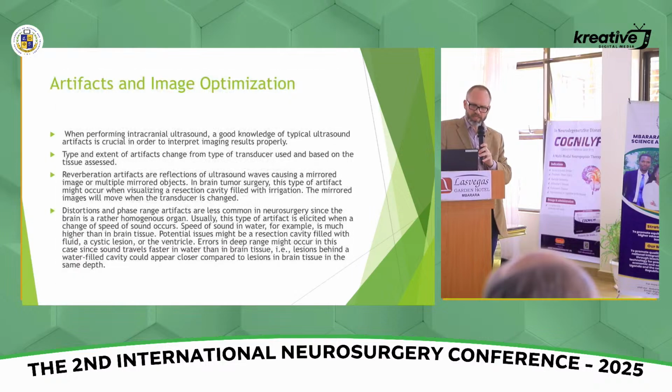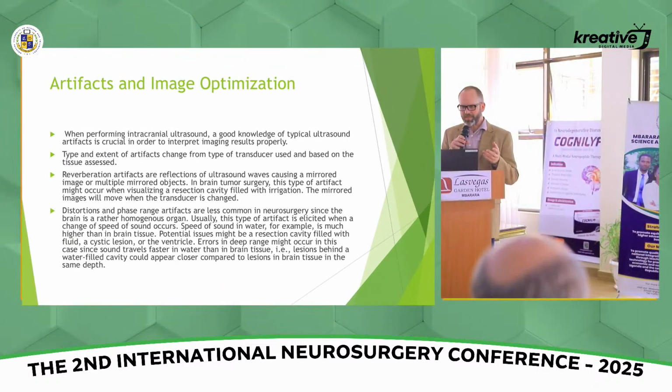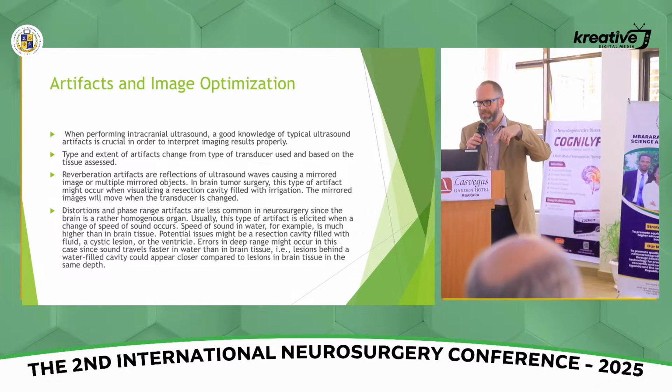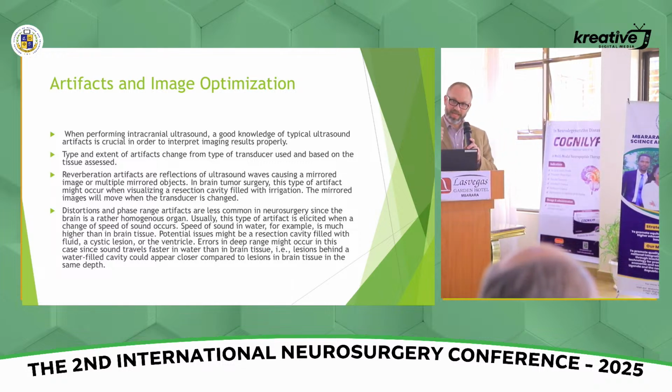For intracranial ultrasound, good knowledge of what's typical for artifacts is crucial in order to interpret imaging results properly. Type and extent of artifacts change based on the type of transducer that you use and the tissue assessed. You can get reverberation artifacts, which are just multiple reflections of ultrasound waves that give you a mirrored image or multiple mirrored objects. It's not terribly common in cranial surgery unless you have a metal tool in the field while you're doing ultrasound. Of course, that can be very useful if you want to guide something in, like a ventricular catheter, into a ventricle.